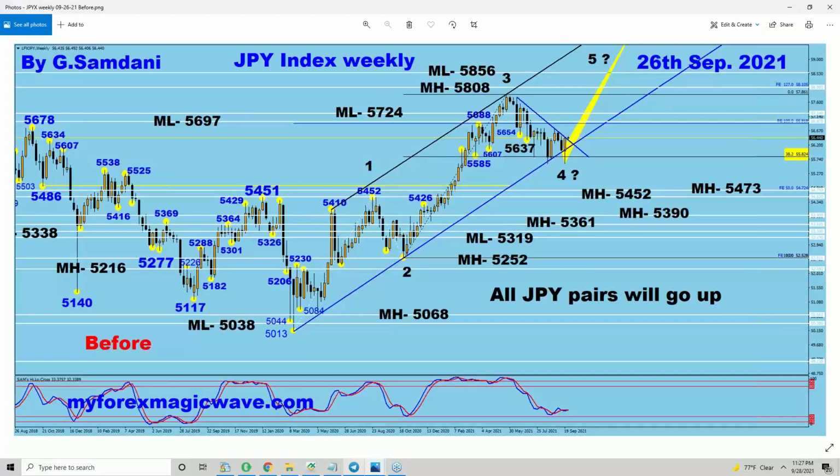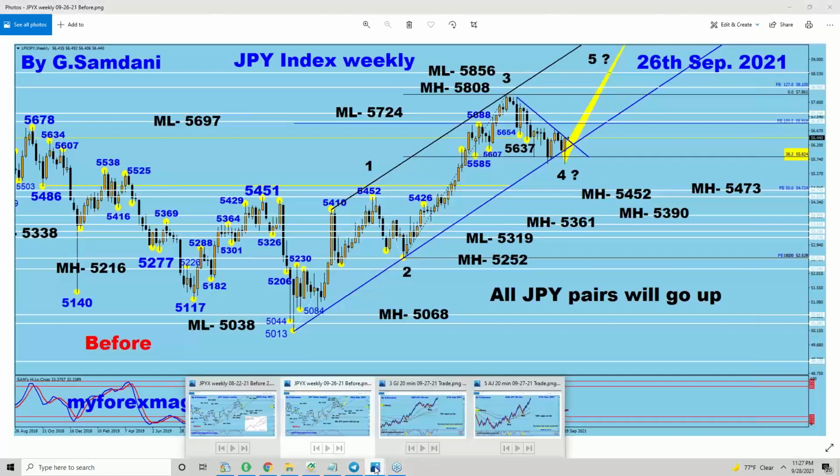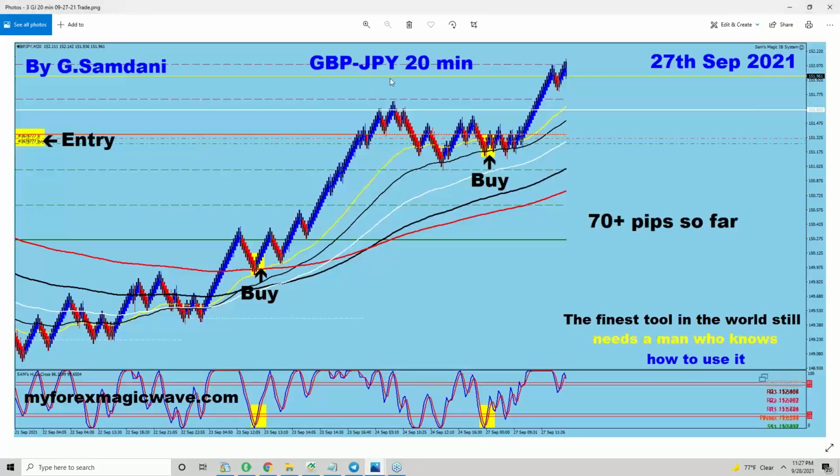So let me see, this is what happened. I was able to catch this pound yen, and by the way, I showed the pound yen weekly chart as well, that it was ready to bounce, right? So on the 27th, the next day, this is the one, a buy order here. You see that buy order, right? And then 70 pips, nice and clean. So this is the one that gave me the setup.